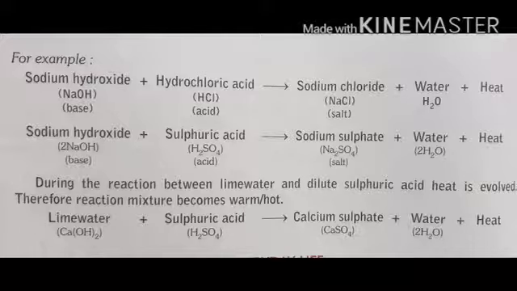NaOH is sodium hydroxide, sulfuric acid is H2SO4, sodium sulfate is Na2SO4 and the water is H2O. Now the equation is NaOH plus H2SO4 gives Na2SO4 plus H2O plus heat. During the reaction between lime water and dilute sulfuric acid, heat is evolved. Therefore, the reaction mixture becomes warm or hot.